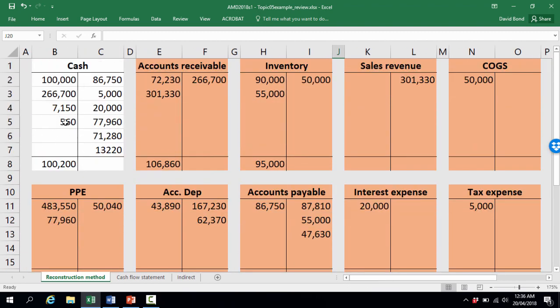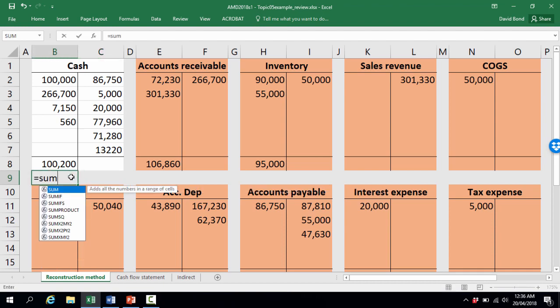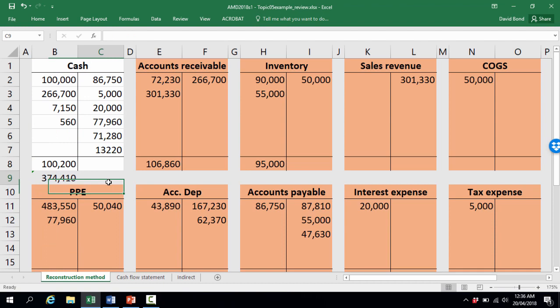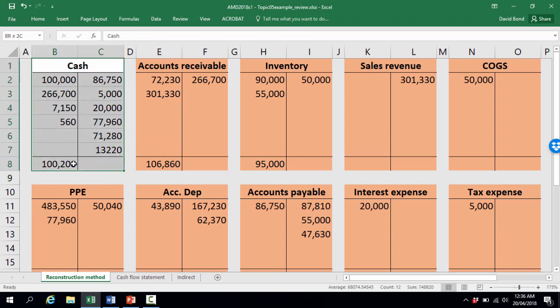And if we just want to double check this, I'll just do it down here. So we sum the debits, we sum the credits, and take the difference is $100,200, which is what we have over here. So everything has worked nice and smoothly.